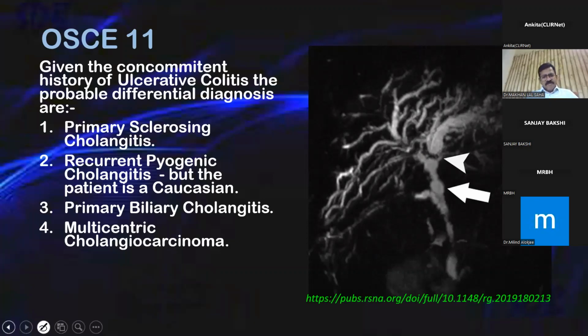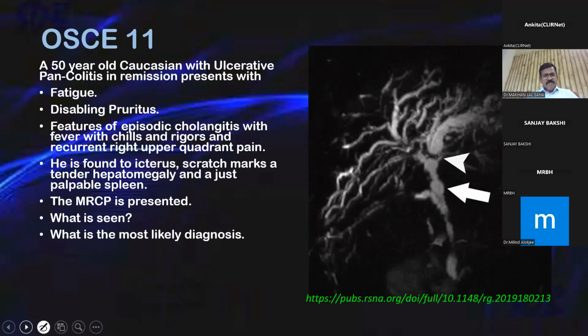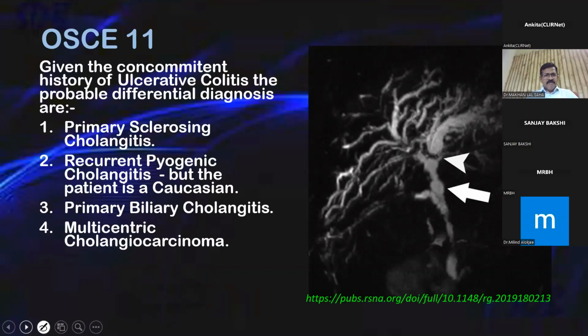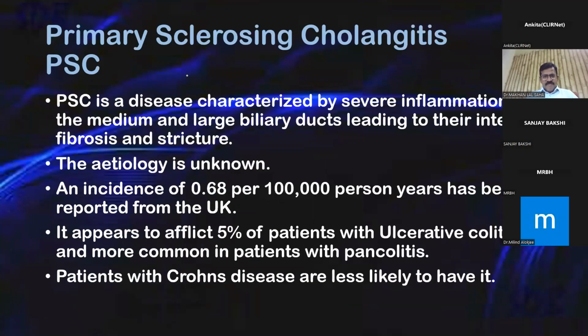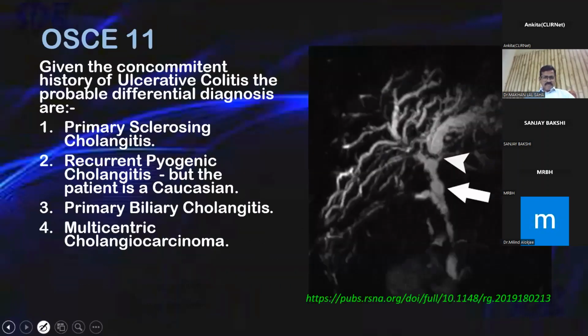So the question was, what is the most likely diagnosis? I think he's answered, Professor Shah, but just a bit: PSC is a disease characterized by severe inflammation, of unknown etiology, of medium and large biliary channels, leading to intense fibrosis and stricture. So it's not the small channels that are affected. You see out here.